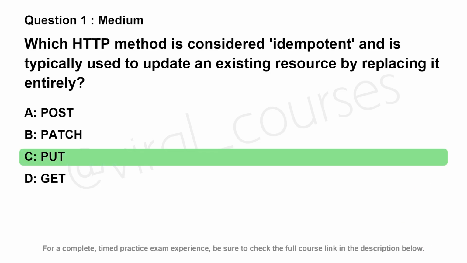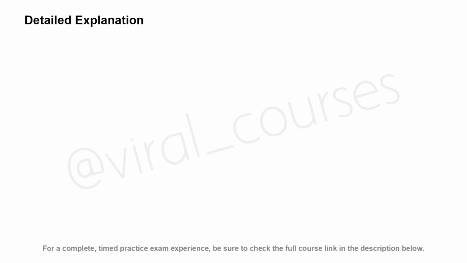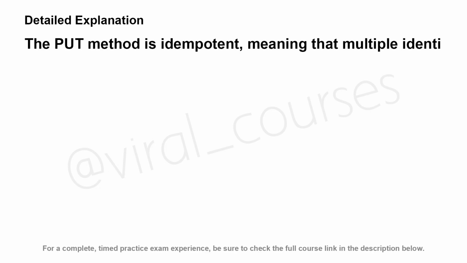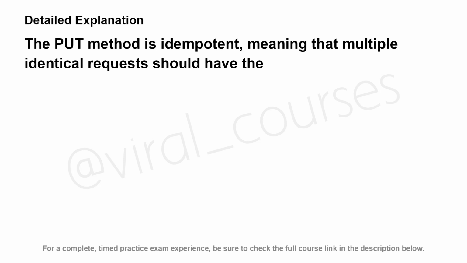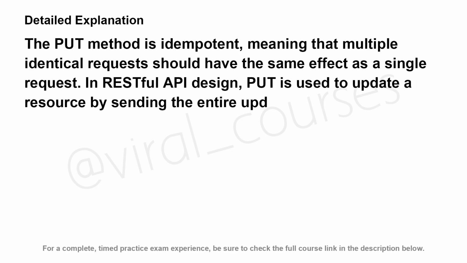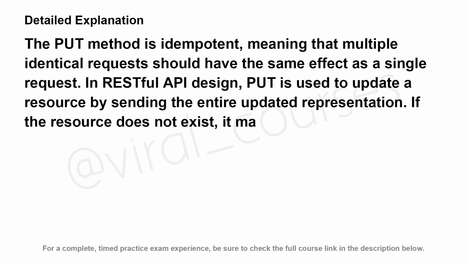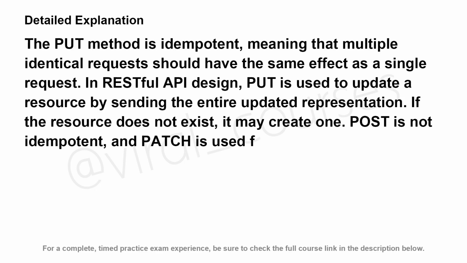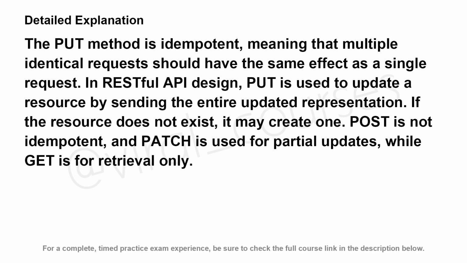The correct answer is C. The PUT method is idempotent, meaning that multiple identical requests should have the same effect as a single request in RESTful API design. PUT is used to update a resource by sending the entire updated representation. If the resource does not exist, it may create one. POST is not idempotent, and PATCH is used for partial updates, while GET is for retrieval only.